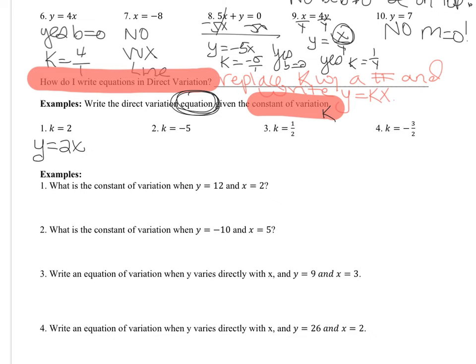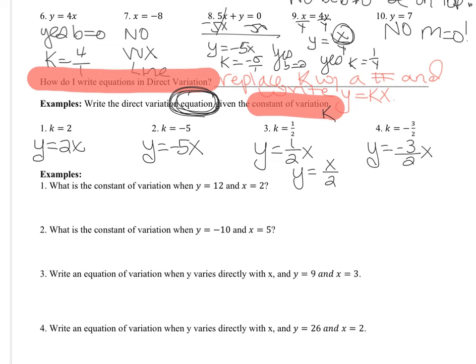And if I look at number 2, k equals negative 5, if I want to write an equation like the direction says, I'm going to say y equals negative 5x. Okay. So now let's do the next one. K equals 1/2, so y equals 1/2 x. Another way I could write this is y equals x over 2. And the last one, y equals negative 3 over 2x. And if I wanted to write it, I could say y equals negative 3x over 2. Whenever it says write an equation, it has to be in y equals kx.